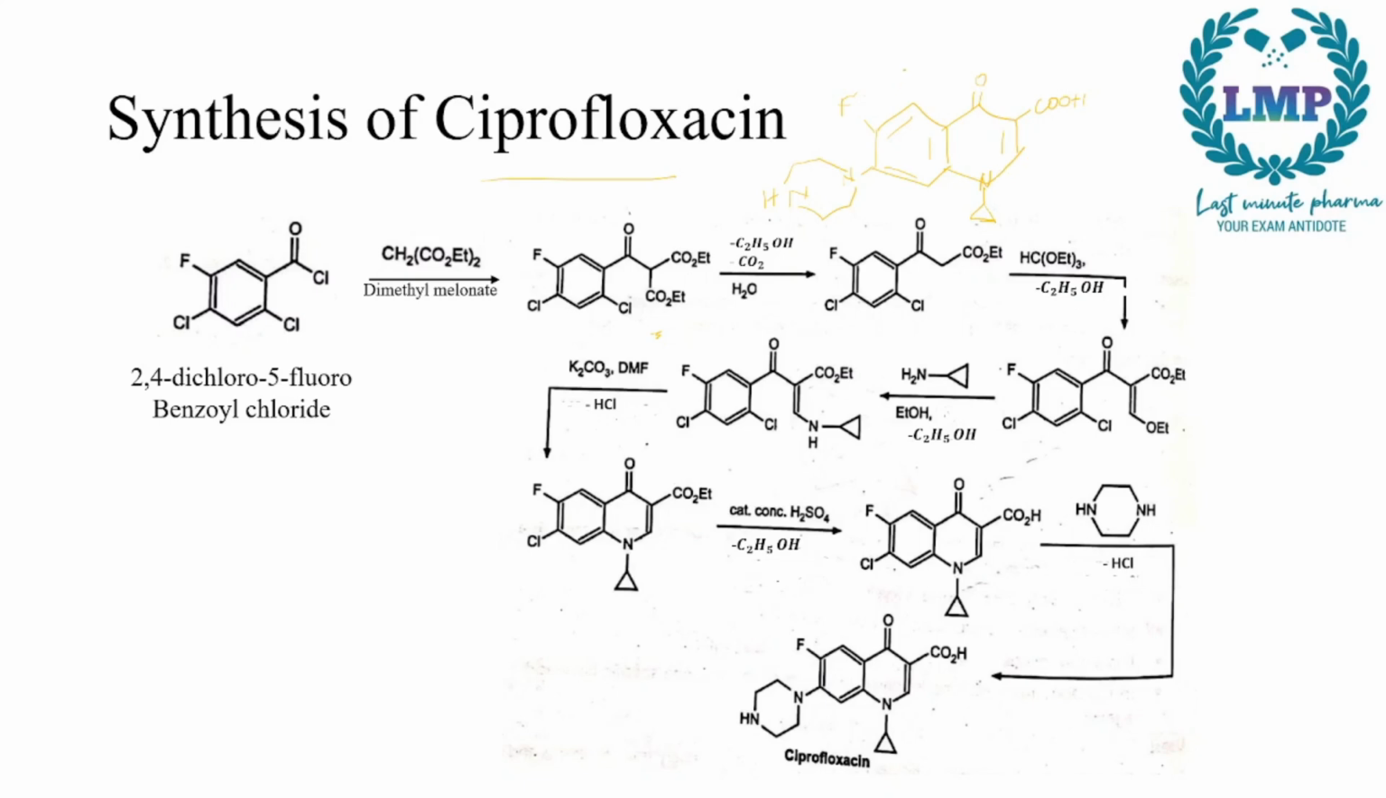For the starting material, we will try to take a ring which looks something like this one. So we will take a benzene ring with a benzoyl chloride. Attached to this, we have in the 2nd and 4th position, chlorine groups. In the 5th position, we have a fluorine group. Now to this we will add diethyl malonate. So it will look like CH2, C double bond O, O, C2H5. Same thing here, C double bond O, O, C2H5.